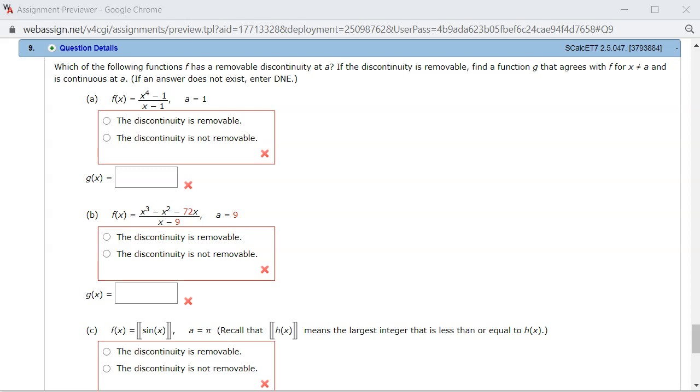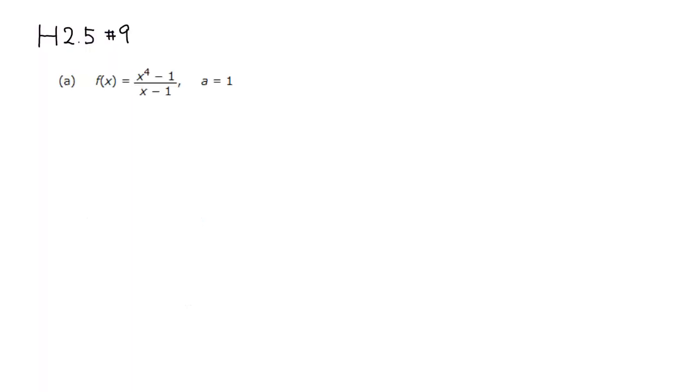All right, let's look at homework 2.5, problem number 9. Look at the following function, and we want to determine if the discontinuity is removable or not removable. All right, so part A. You have (x to the fourth minus 1) over (x minus 1), and obviously at 1 the function isn't even defined there, so we know that there's a discontinuity there. But is it removable?